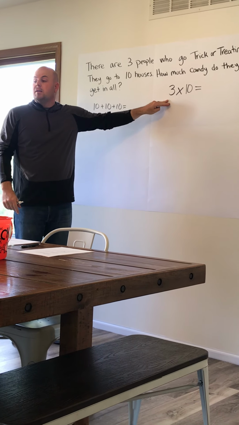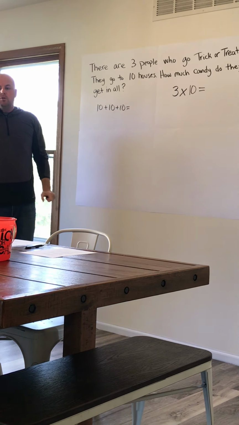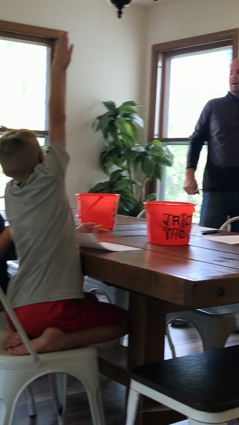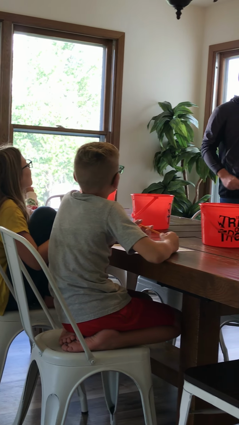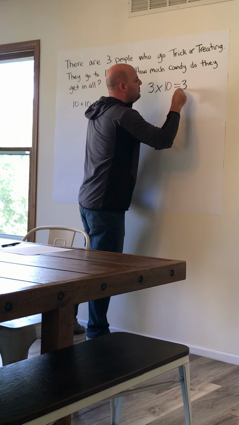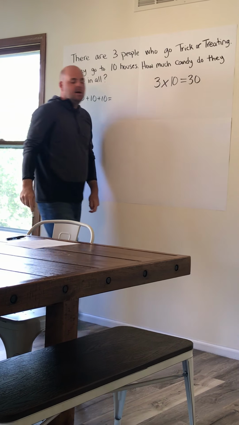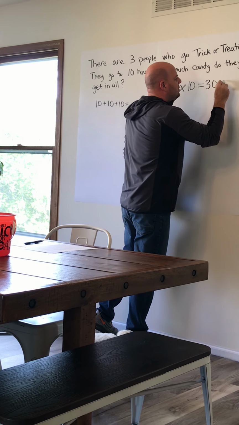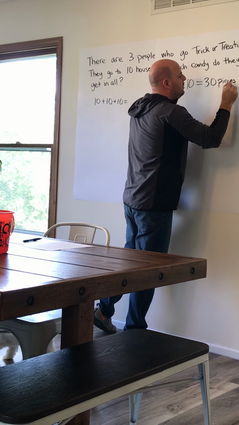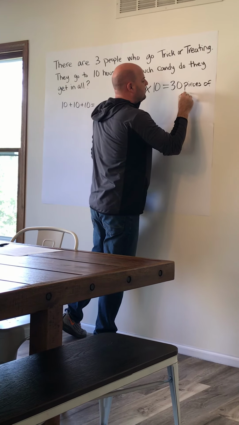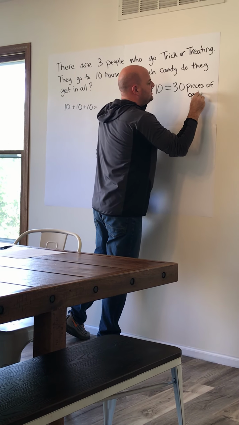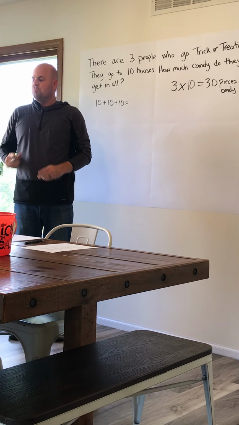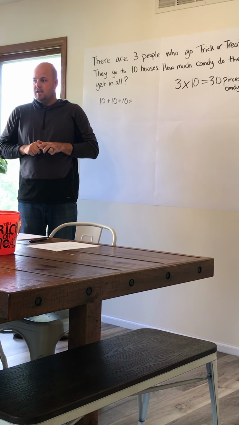All right? Some of you have been doing a great job of learning your math facts. Does anybody know what 3 times 10 is? Alexis. 30. 30. That is correct. 3 times 10 is 30. And we want to write down pieces of candy. We always want to try to label our answer. Pieces of candy. So all of us got 30 pieces of candy.